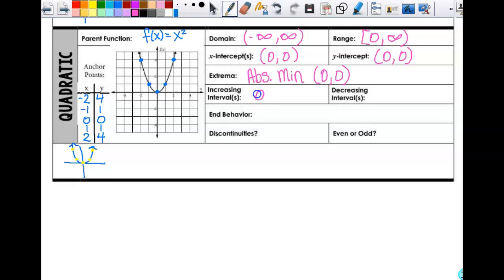Yes, very good. From 0 to infinity. Jose, are we decreasing anywhere? Negative infinity, 0. Very good. All right, so then our end behavior.